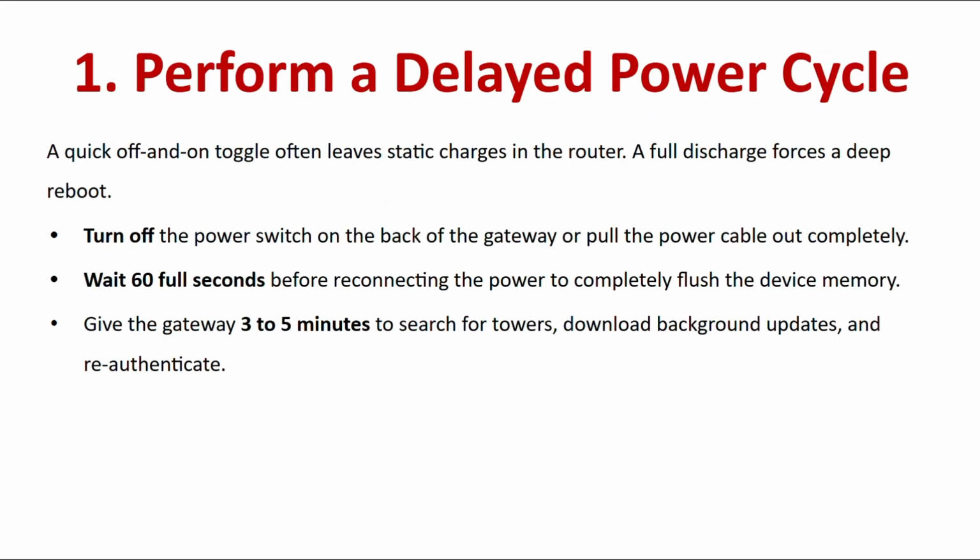First, perform a delayed power cycle. Turn off the power switch on the back of the gateway or pull the power cable out completely. Now wait for a full 60 seconds before reconnecting the power to completely flush the device memory. Give the gateway 3 to 5 minutes to search for towers, download background updates, and re-authenticate.